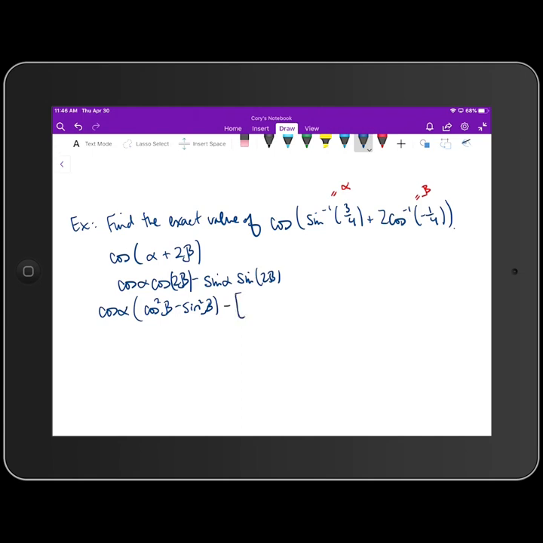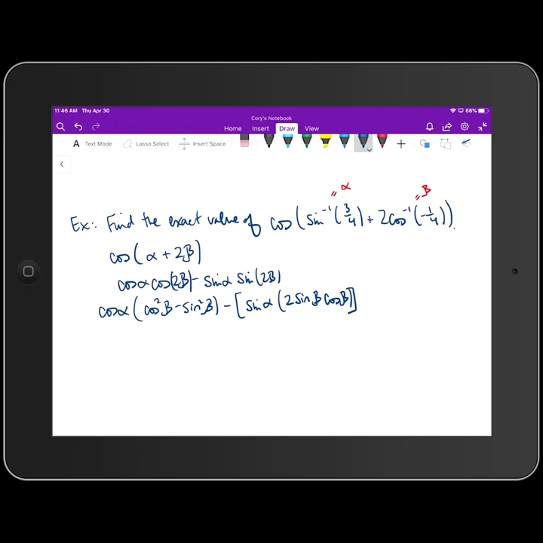minus, and then we have the sine of alpha times the sine of 2 beta. So the double angle formula for sine is going to be 2 times the sine of beta times the cosine of beta.